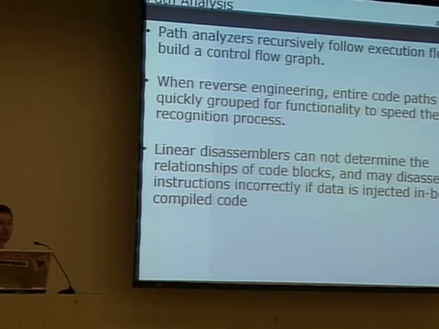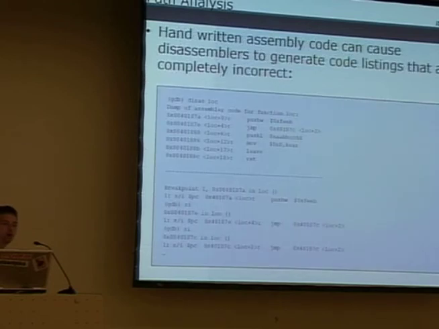Disassemblers that don't have this ability would be linear disassemblers, and they can't determine the relationship of code blocks. Codis currently does not do a complete control flow graph analysis. Objdump would be the most familiar one, which just does a straight linear disassembly. And here's the problem with that. Handwritten or custom assembly code can cause disassemblers to go awry when they're doing linear disassembly, and you don't really understand what the code is actually doing.